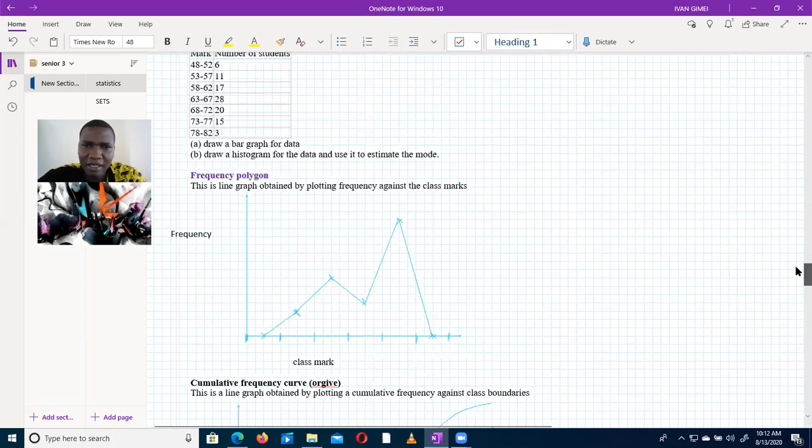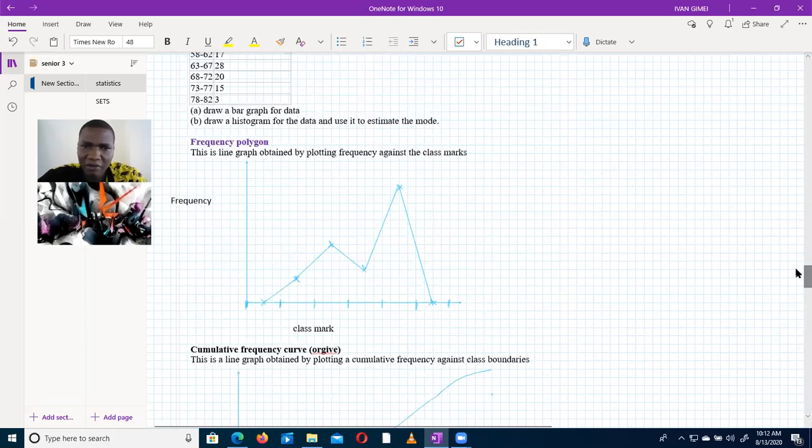The other one is a frequency polygon. This one, I think I had not talked about it, but this one, we plot frequency against class marks. You know how to get class marks. So you have frequency on the vertical axis, you have class marks on the horizontal axis. So you plot frequencies against class marks, and what you end up with is what you call a frequency polygon. It's not very common.